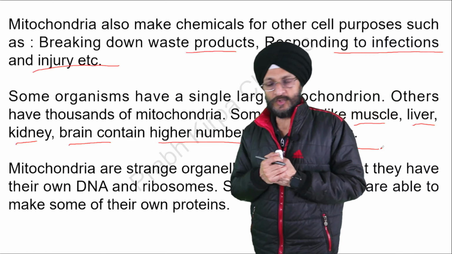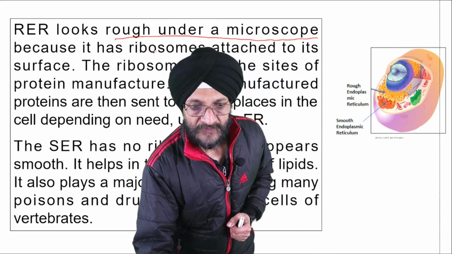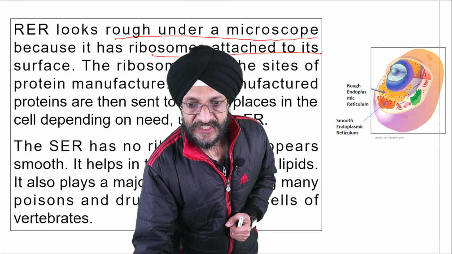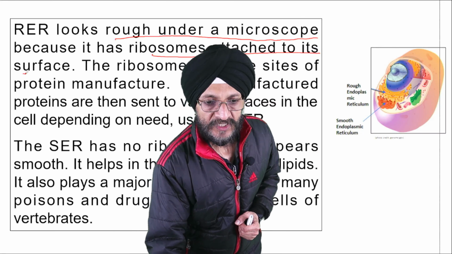First we talk about rough endoplasmic reticulum. Rough endoplasmic reticulum looks rough under a microscope. Why does it look rough? Because it has ribosomes. You can see here that these red color dots represent the ribosomes, because a rough endoplasmic reticulum has ribosomes attached to the surface of the endoplasmic reticulum.